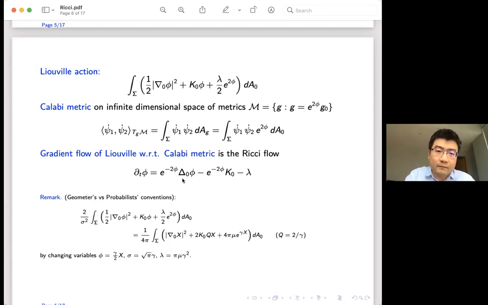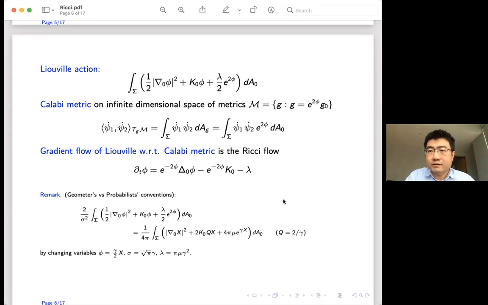Because if you take a scalar product of this with some tangent vector, say psi, then because the scalar product is defined this way, the e to the 2 phi cancels this e to the minus 2 phi, and you end up with the trivial grad phi, grad psi, that kind of thing, which is just the directional derivative of this thing in the direction psi. The same for the other terms, okay? The last term is just a lambda without this exponential because the exponential is used here. So this is precisely the Ricci flow in terms of the conformal factor.